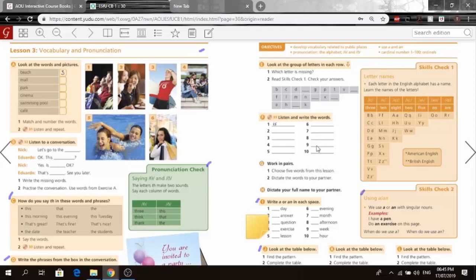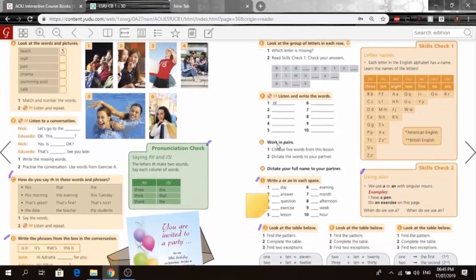Okay. 8 is you, Y-O-U. 9 is what, so W-H-A-T. And 10 is when, W-H-E-N. Okay? So this is an exercise that you guys can do on your own in your free time. This is just something that's for fun.